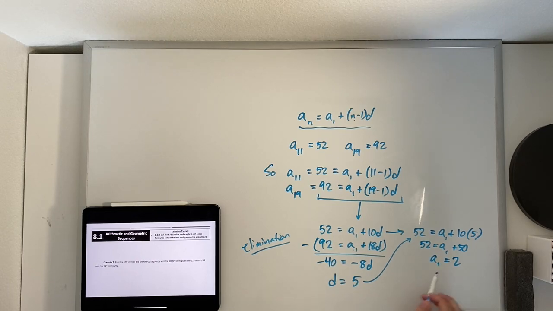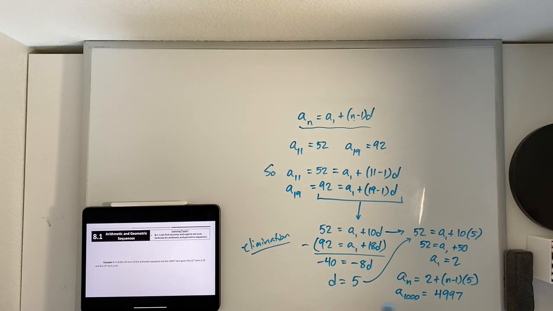Now that we have A1 and d, we can solve for the nth term. In this case, the nth term equals 2 plus n minus 1 times 5. And of course, you can simplify that as always. And the 1000th term then equals 2 plus 1000 minus 1 times 5, or 4,997.